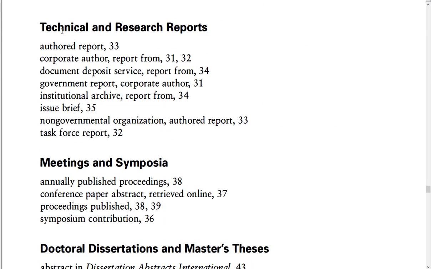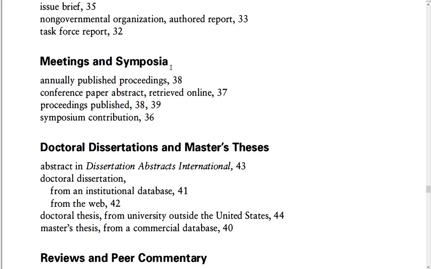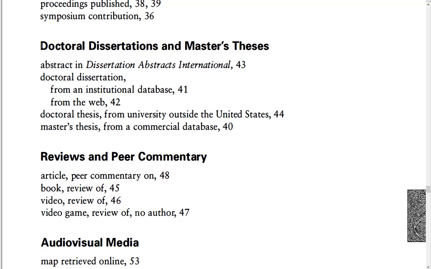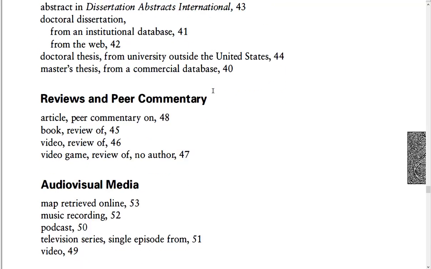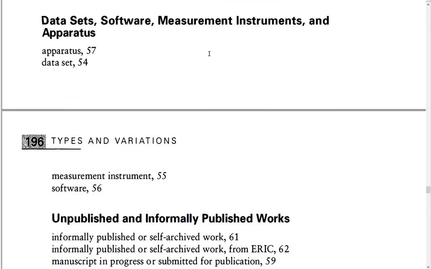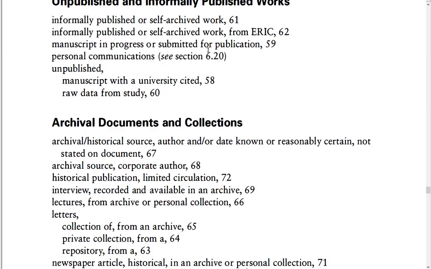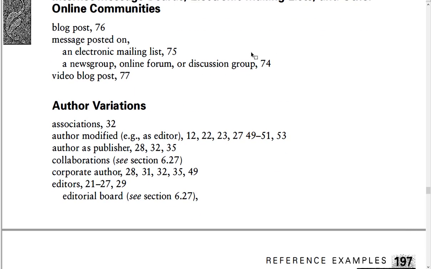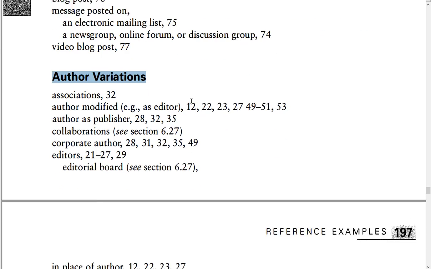If by chance you come across technical and research reports, media, and symposia, these are like conferences and conventions. It's also possible you'll run across a doctoral dissertation or a master's thesis. So there's a number of different things. I'm scrolling. Again, these are just some of the ways that people may end up having to cite things. After that, you then have author variations.